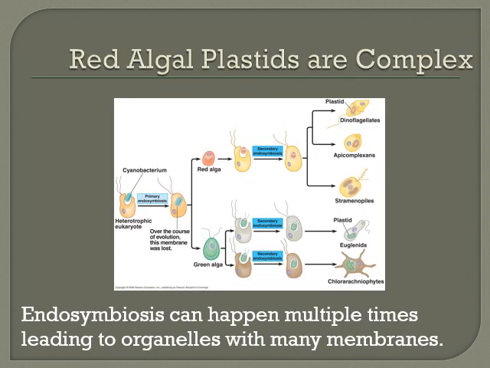Red algae and even green algae to an extent are very complex because they've had multiple rounds of endosymbiosis. This means that you have primary endosymbiosis. What happened with the mitochondria and the chloroplast? How many bilayers do mitochondria and chloroplasts have? 2 bilayers.